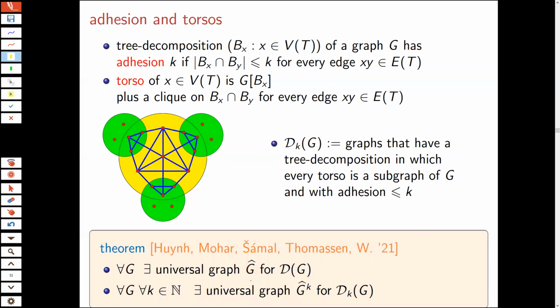And we can also add adhesion into the picture. If you define TK of G to be the graphs that have a tree decomposition in which every torso is a subgraph of G, and you have the adhesion at most K property, then still we have a universal graph for that class. So that's useful later on in the talk.